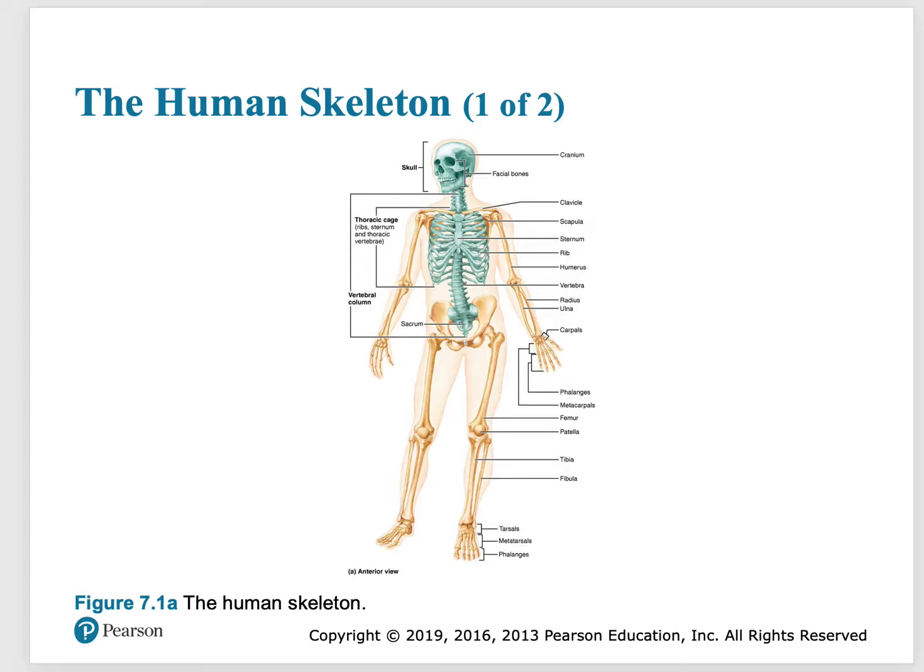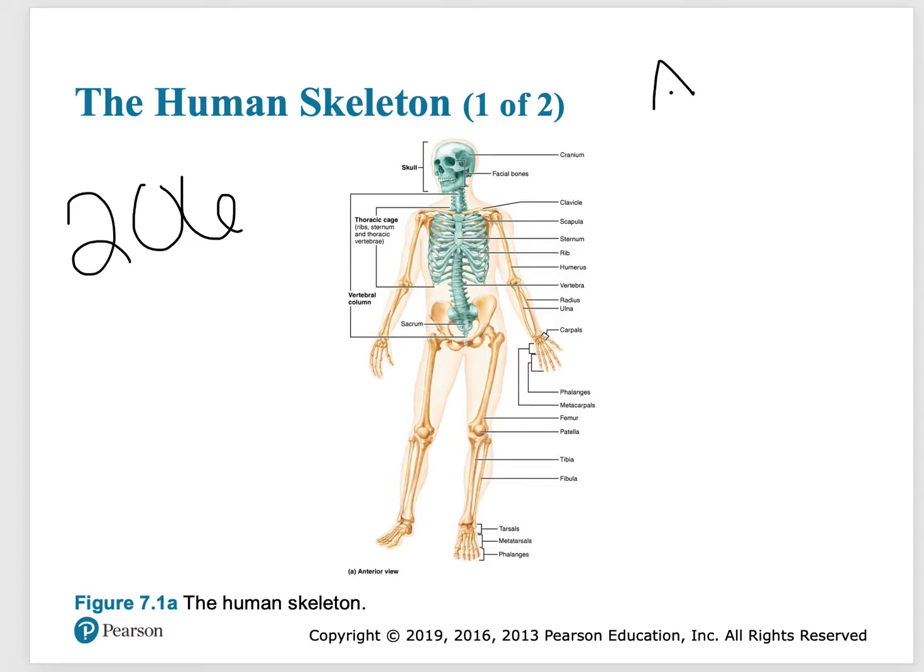The human skeleton: the average adult human has 206 bones. Do not worry, you will not be required to know every single one, but there are quite a few. All right, so the skeleton is divided into two parts.